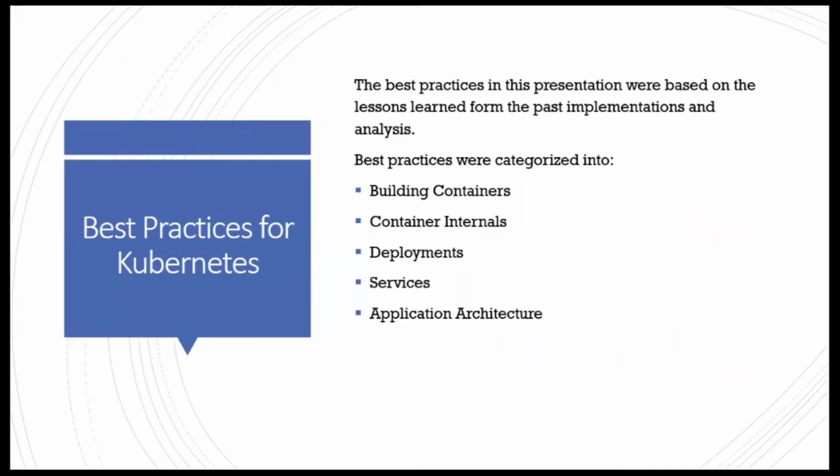The best practices of Kubernetes have been divided into five major components. One is, what are all the best practices you should follow while building the containers? Next is the container internals, that is, when you're passing information to the container, or when you're running a process inside the container, how to run it. Then, what should be the best practice you should follow when you're deploying microservices? Also, when you are exposing a service, what are the best practices you should follow? And then what should be the ideal practice for application architecture? So let's talk one by one.